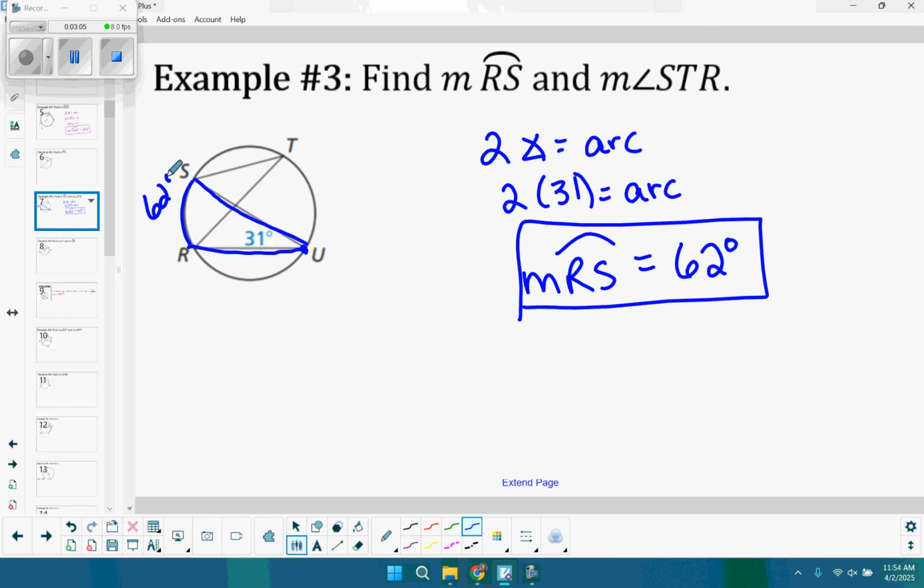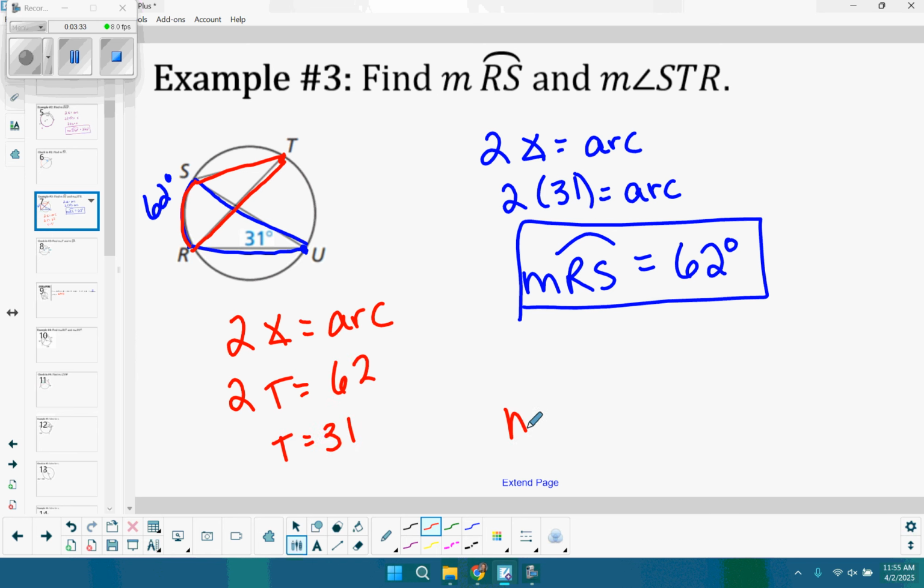And I now know that this arc is 62 degrees, and they're looking for angle T. If I take the 2 sides of angle T, its intercepted arc is that same 62. So the 31 that was here could also go here, because if I do 2 times angle equals arc, it's now 2 times angle T equals the arc, which was 62, and we get 31. So the measure of angle STR is 31 degrees.